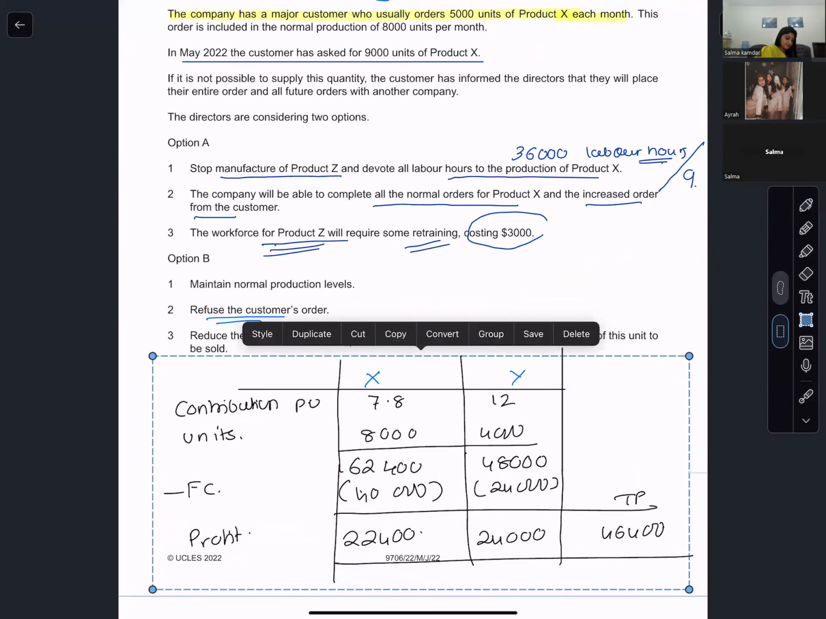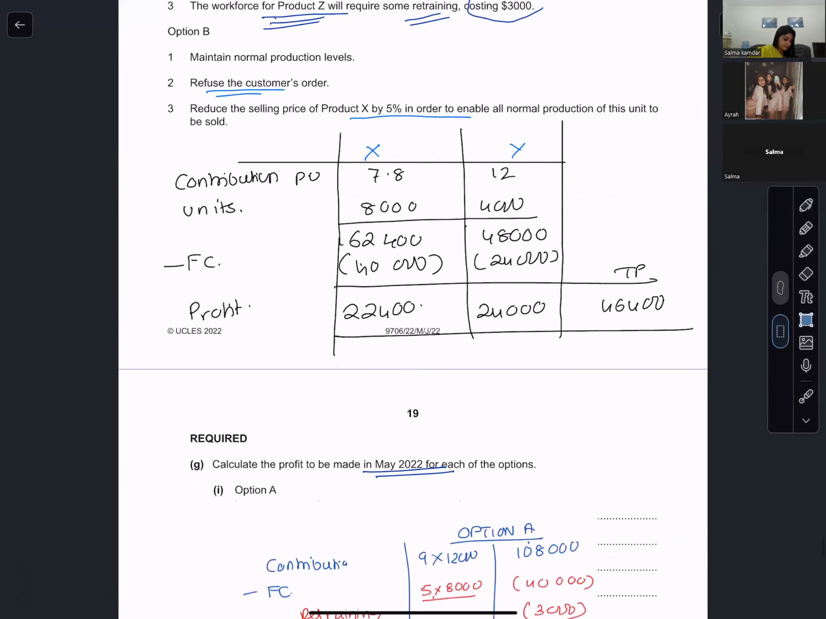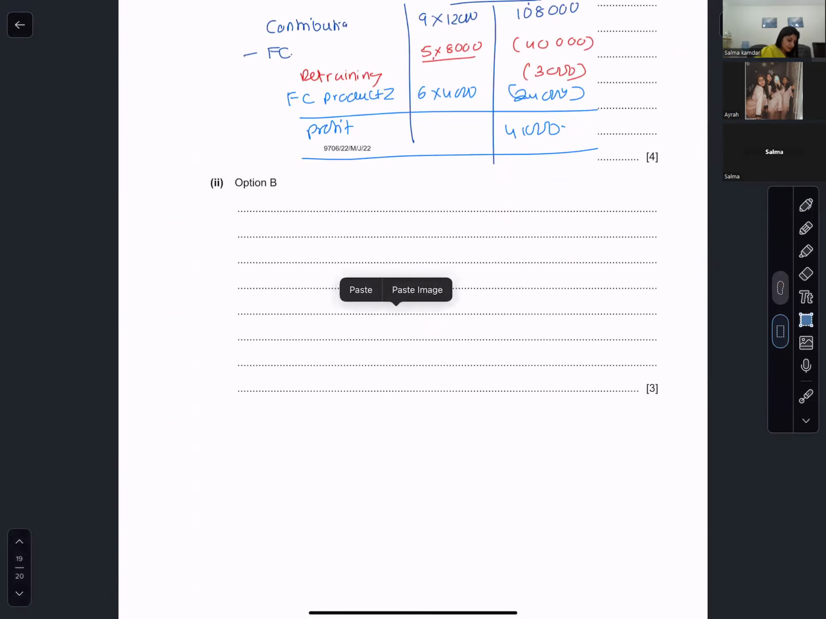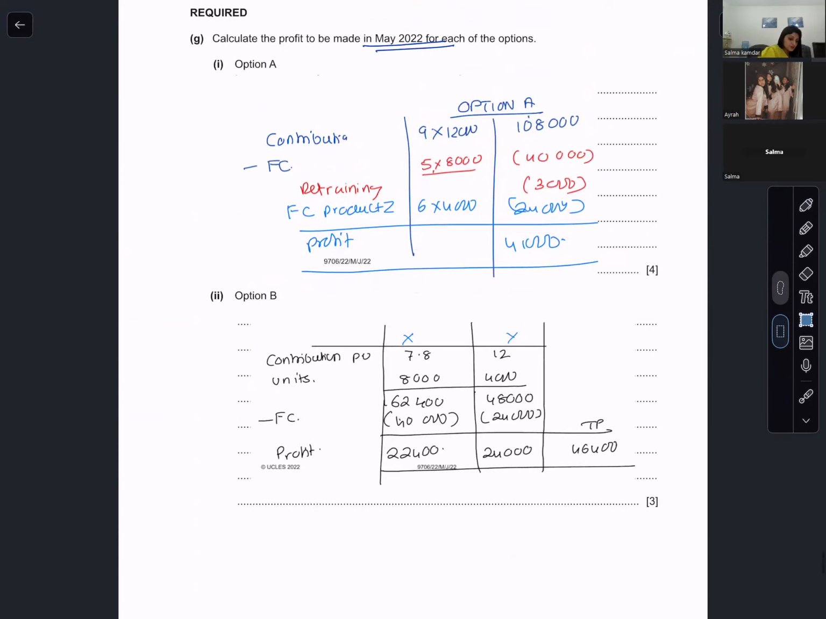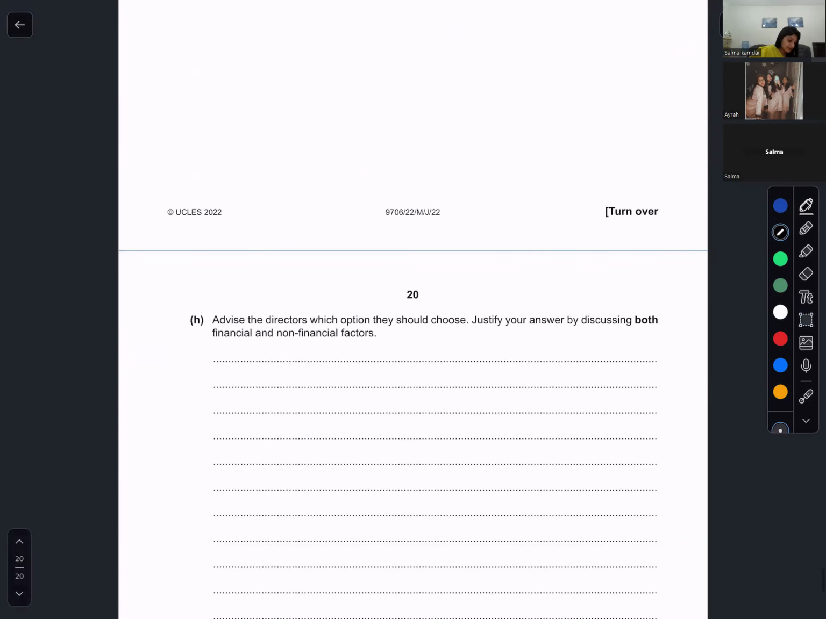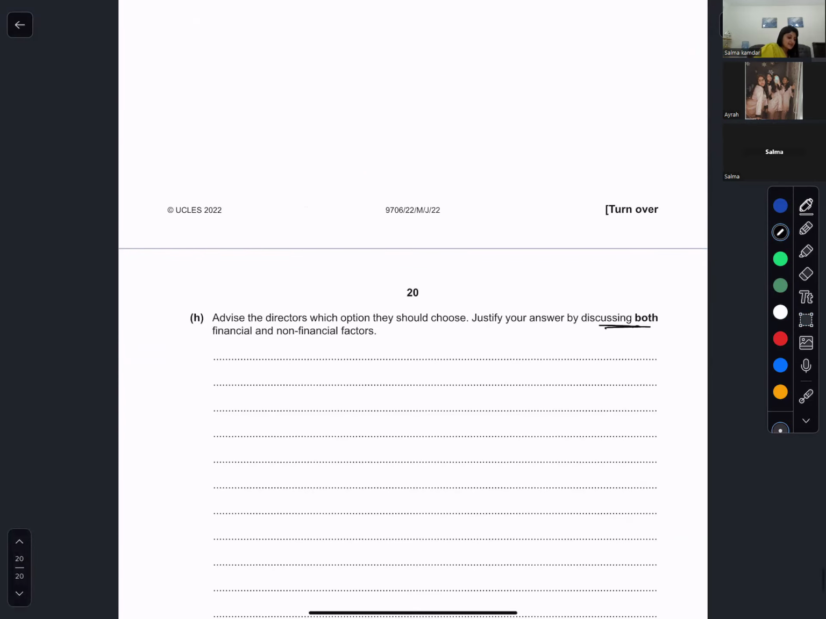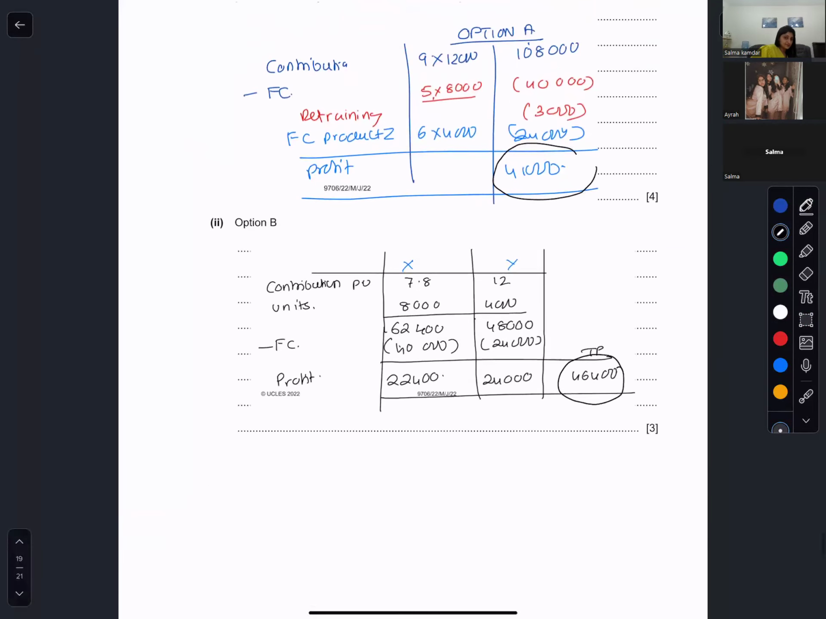Yes. What should be the next question? It will be to choose which one is better, option A or option B. Justify your answer by discussing both financial and non-financial factors.